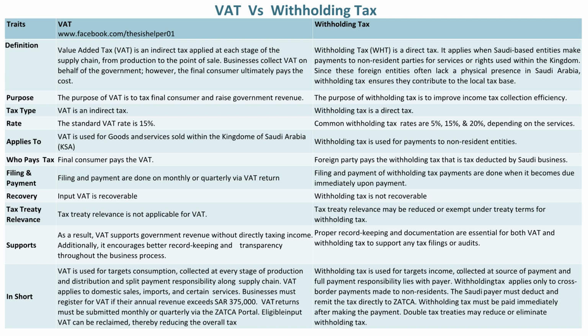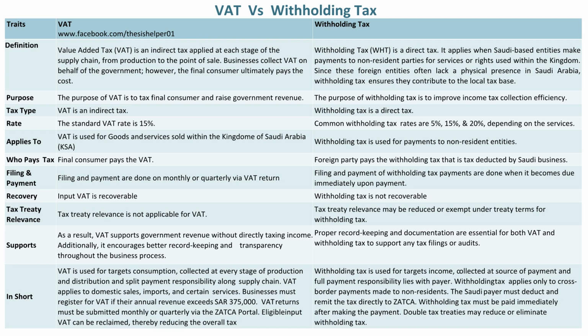Tax treaty relevance is not applicable for VAT. Whereas, tax treaty relevance may be reduced or exempt under treaty terms for withholding tax. As a result, VAT supports government revenue without directly taxing income. Additionally, it encourages better record keeping and transparency throughout the business process. Whereas, proper record keeping and documentation are essential for both VAT and withholding tax to support any tax filings or audits.